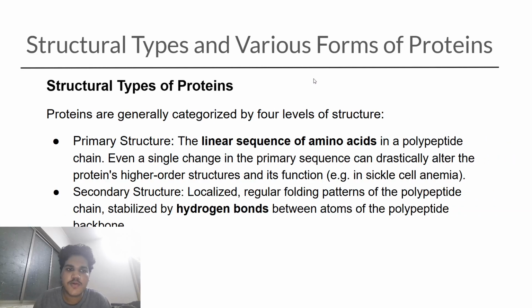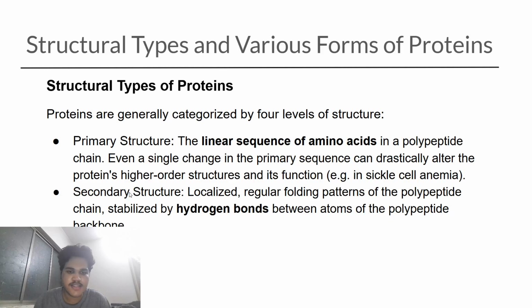Structural and various forms of proteins. Proteins are generally characterized by four levels of structure. The primary structure is a linear sequence of amino acids in a polypeptide chain. Even a single change in the primary sequence can drastically alter the protein's higher-order structures and its function. An example is sickle cell anemia, where a change of even a single amino acid in the peptide chain can cause the manifestation of sickle cell anemia. More about it is mentioned in the PDF.